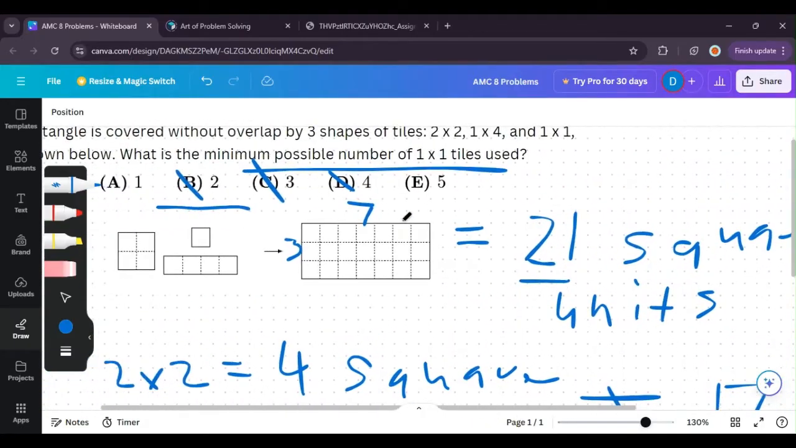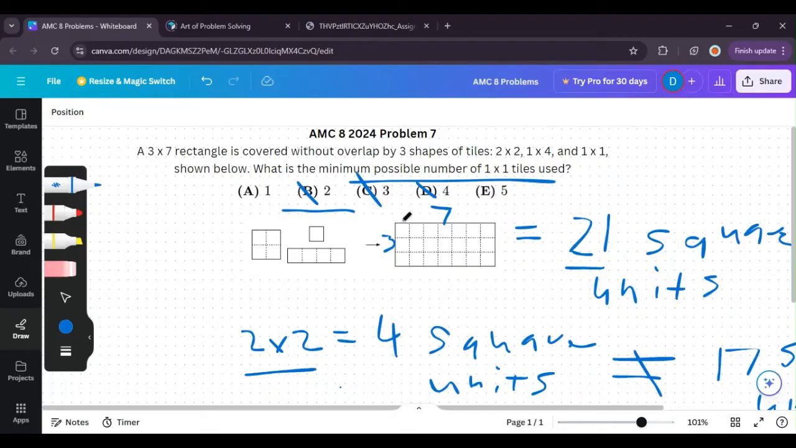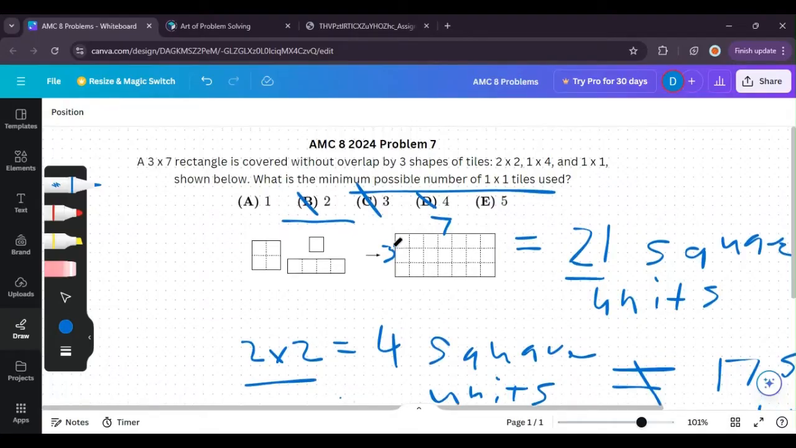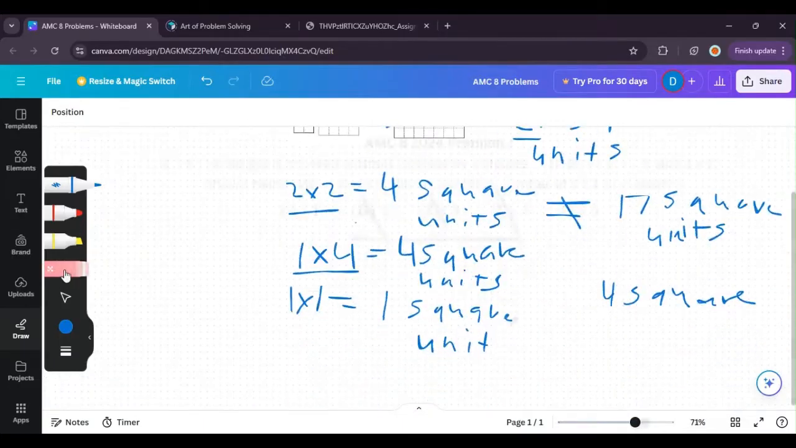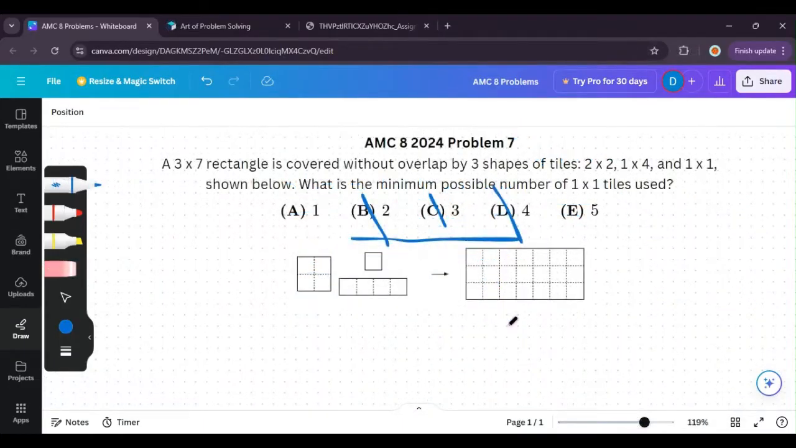Okay, so we have A and E, 1 and 5, left for the answer choices. Now that we're only left with 2 answer choices, we can do a little bit of testing based on where these 1 by 1 tiles are placed, and we'll notice that A does not work at the end, and the only answer possible is E.